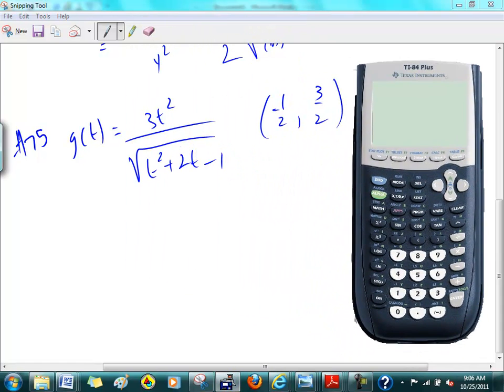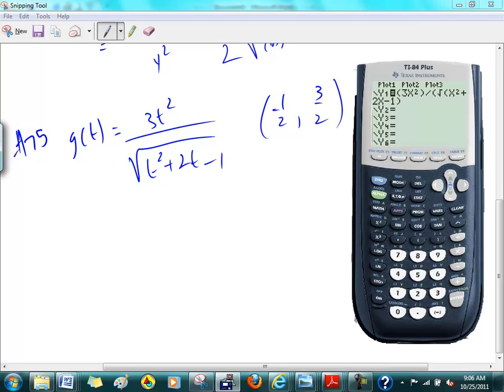So what you're going to do is put this equation in there. You get 3x squared divided by the square root of x squared plus 2x minus 1. Okay, does that look okay?